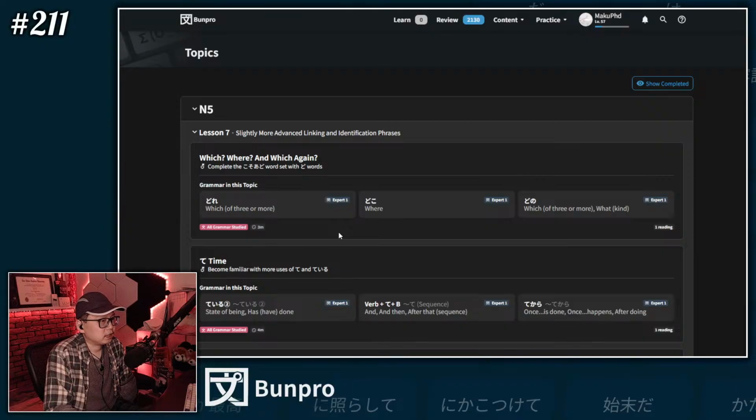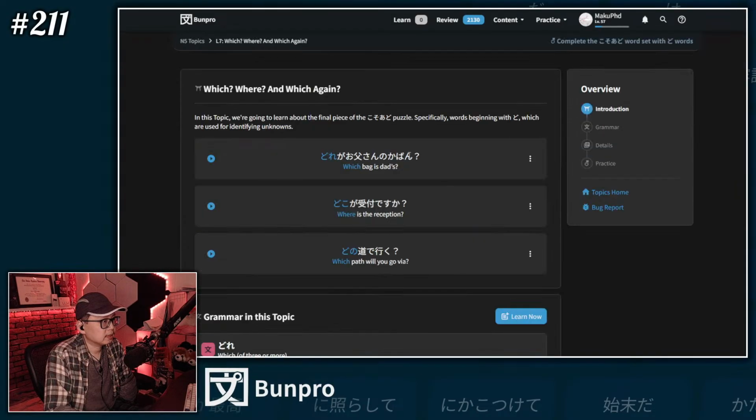Which, where, and which again. All right, so we're going into our interrogatives, right? Or our do-words. In this topic, we're going to learn about the final piece of the kosoado puzzle, specifically words beginning with do, which are used for identifying unknowns.